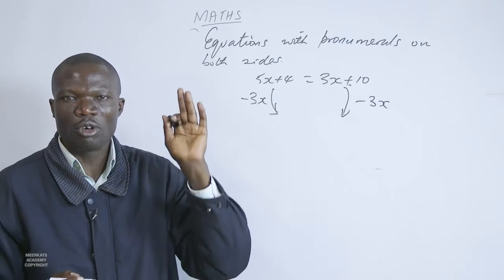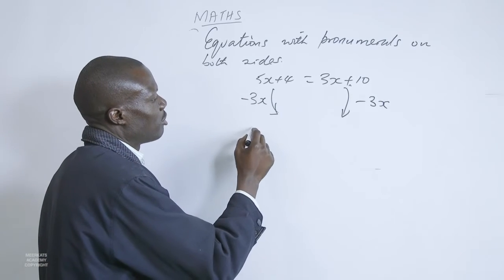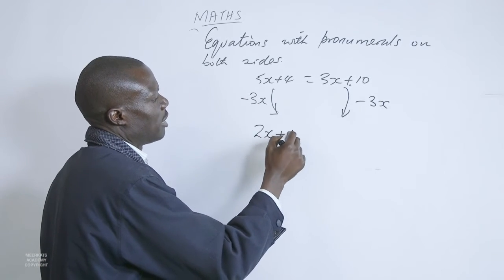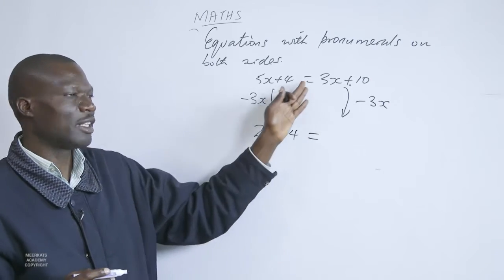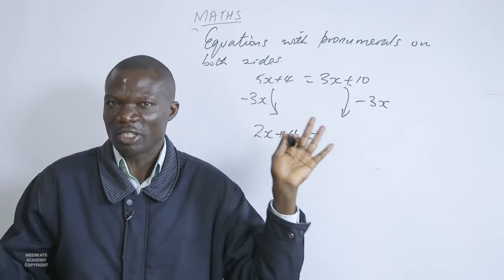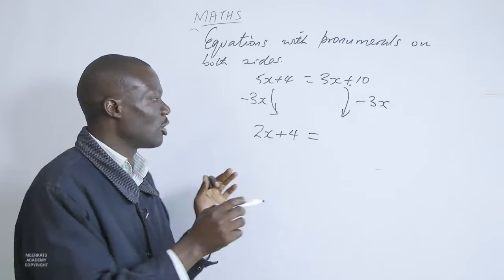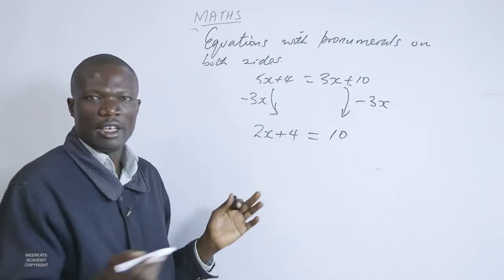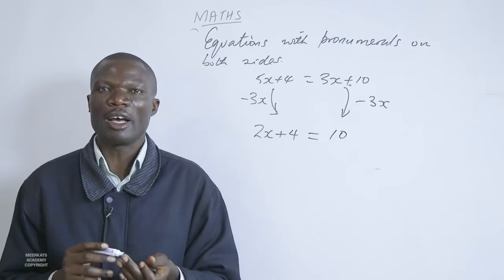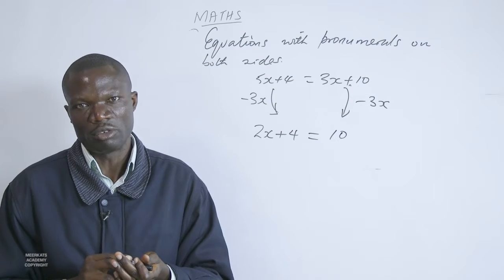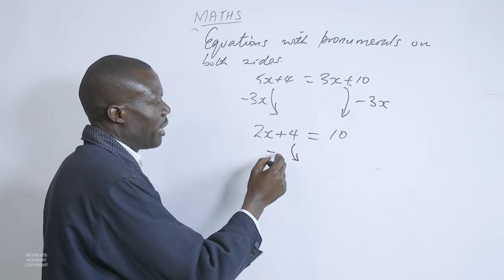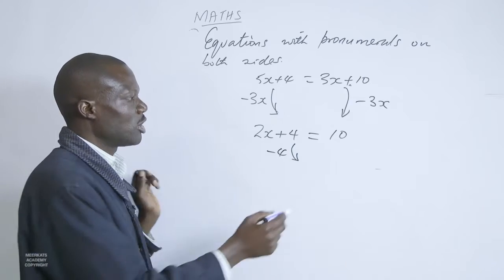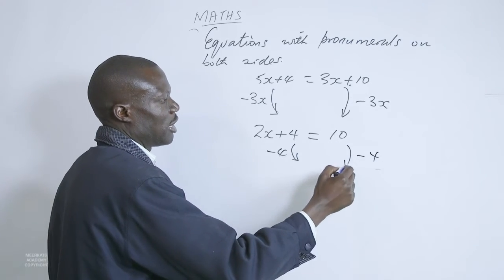5x plus 4 minus 3x becomes 2x plus 4. And on the right-hand side is 3x minus 3x, which is 0, plus 10 is 10. So we have a constant 10. Here we are with a simpler equation to solve. So we look at the left-hand side. To eliminate the 4, we shall minus 4, because 4 is positive, and minus 4 on the other side.